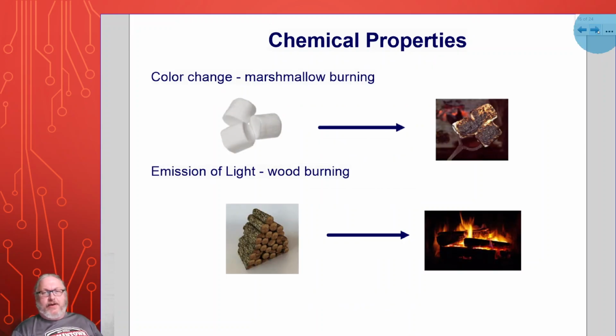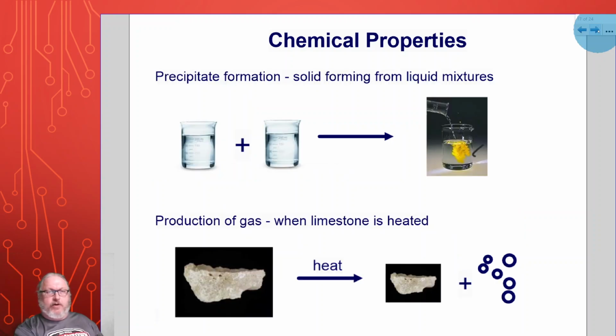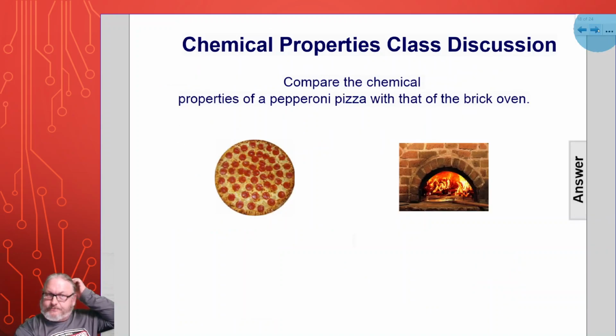So when I burn a marshmallow, I go from that white gooey deliciousness into a dark, crispy, caramelized coating. I've changed something. When I burn wood, I'm turning wood into flame, putting off smoke, and making it into an ash. So I'm changing what it is. When I take two liquids together and I form something yellow and clear liquid, then I've made a precipitate or a solid from two liquids. When I heat up limestone, I'll produce a gas.